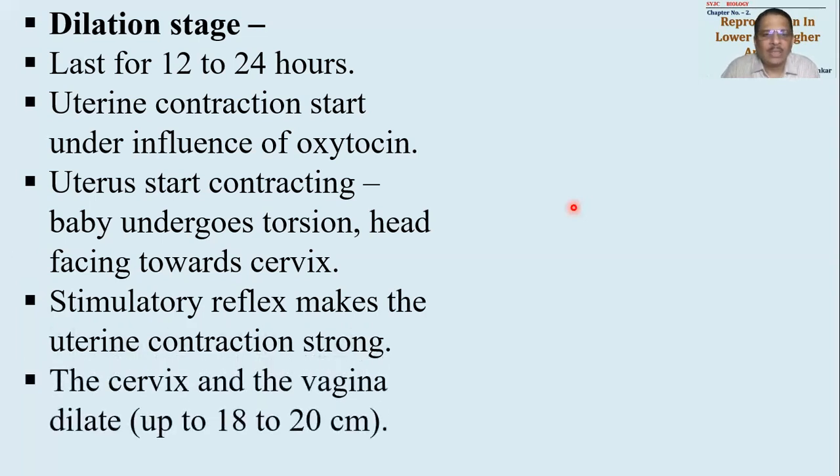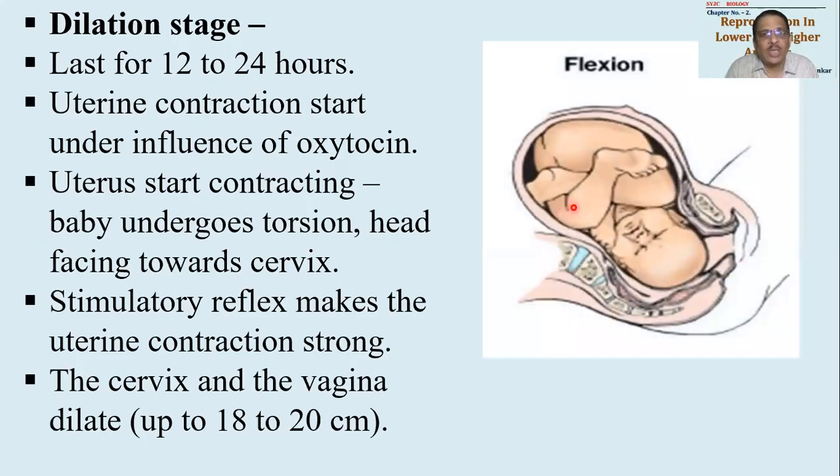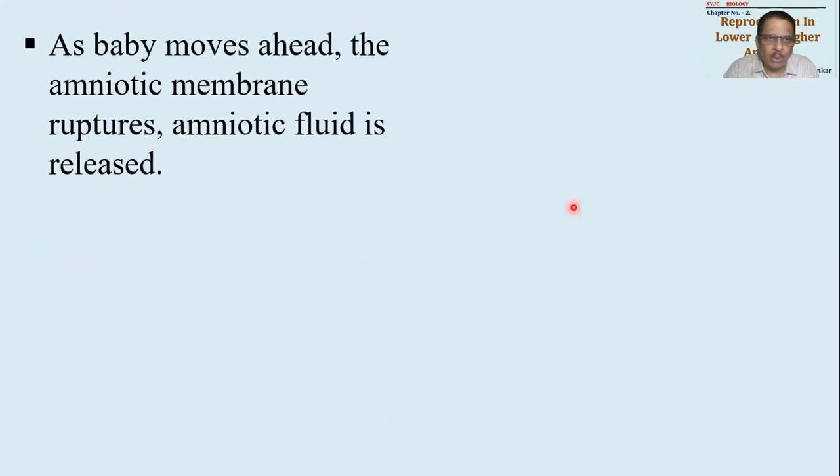At the same time, the reflux will make the uterine contraction stronger. तो यूट्रस के कॉन्ट्रैक्शन भी थोड़े से स्ट्रांग हो जाएंगे, बेबी पूरा उल्टा घूम रहा है. And now cervix and vagina will have to dilate. डायलेट मतलब थोड़ा सा उसका लूज होके, मसल्स है तो मसल्स लूज होके ये एक्सपांड होना शुरू हो जाएगा. That has to get expanded up to 18 to 20 centimeter so that enough space will be created for baby to pass. So this is a flexion which is done. Baby has turned upside down and now ready to be born.